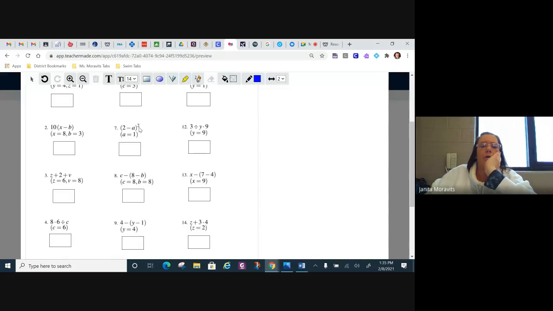I see an exponent here. This one means 2 minus a. You're going to put that down. And then since it's to the second power, you're going to multiply it times 2 minus a. 2 minus a times 2 minus a. Then you're going to sub in your 1. 2 minus 1 is 1. And then you're going to multiply that again. 2 minus 1 is 1. So 1 times 1 is 1.